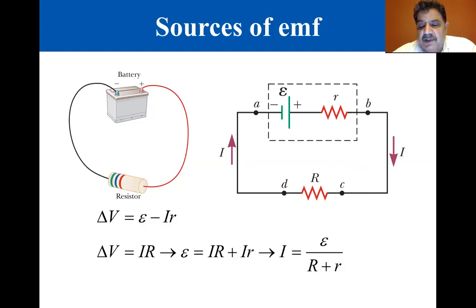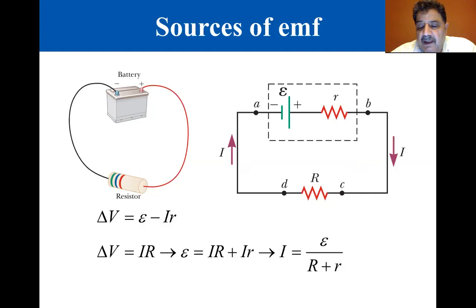From this result, you can see that the current in this simple circuit depends on both the resistance external to the battery and the internal resistance of the battery. If R is much greater than little r, we can neglect little r in our analysis, which we usually do. We did it in the experiment that we conducted Thursday.